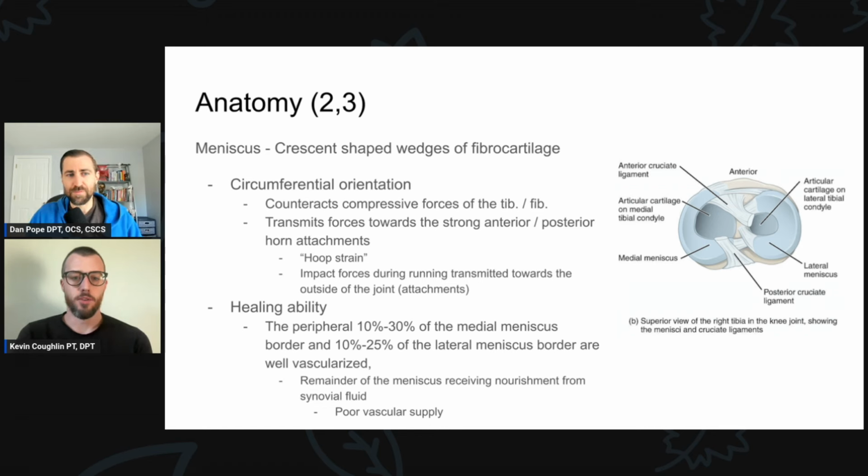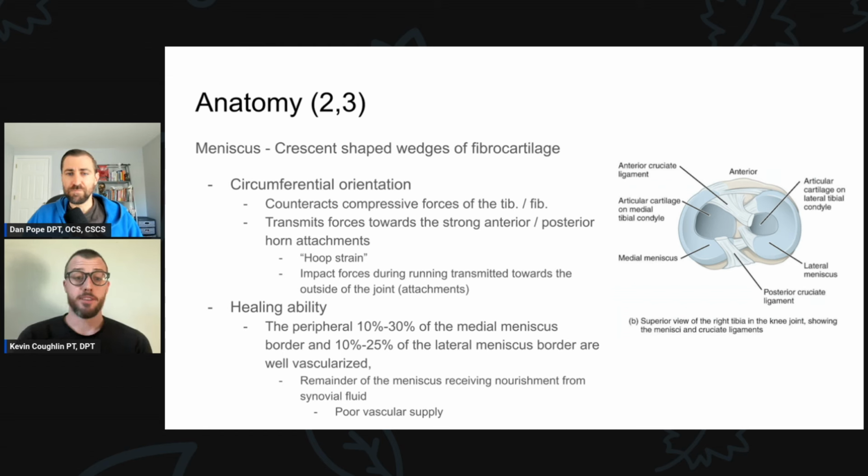I think we were talking before the podcast that both Kevin and I thought that athletes had more medial meniscus injuries just because sometimes they're coupled with ACL injuries. But turns out that's not true, huh? Not quite. All right. So a little more focused on the anatomy here.